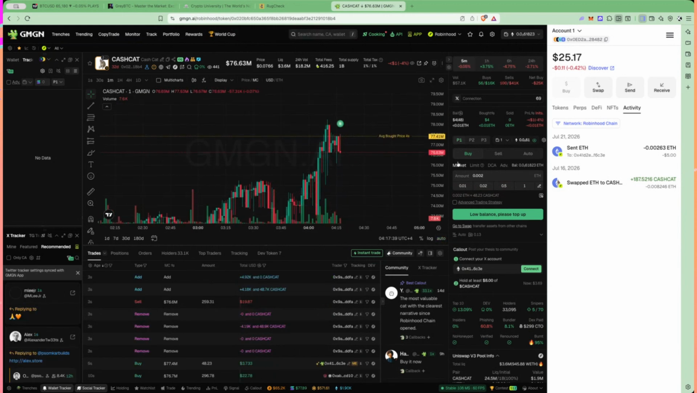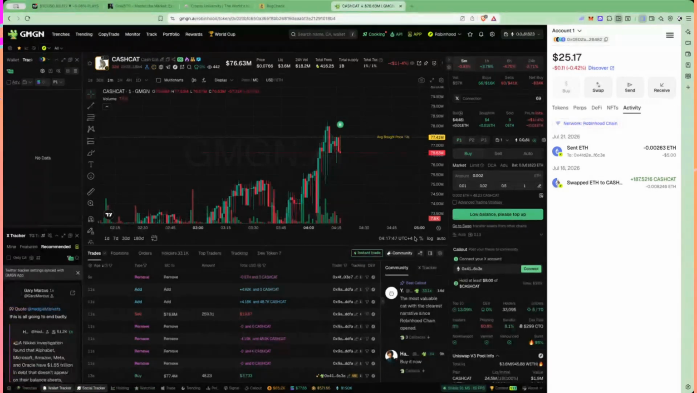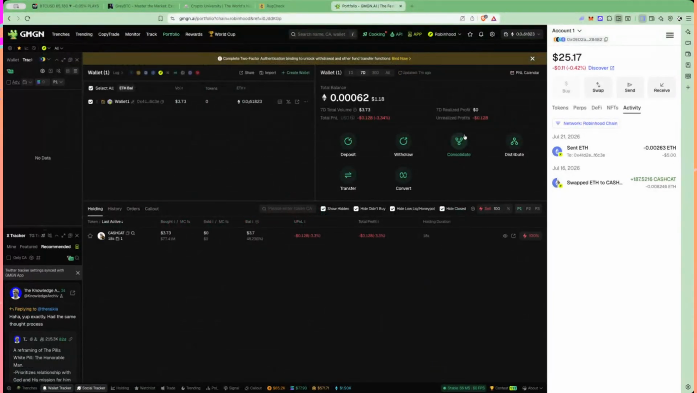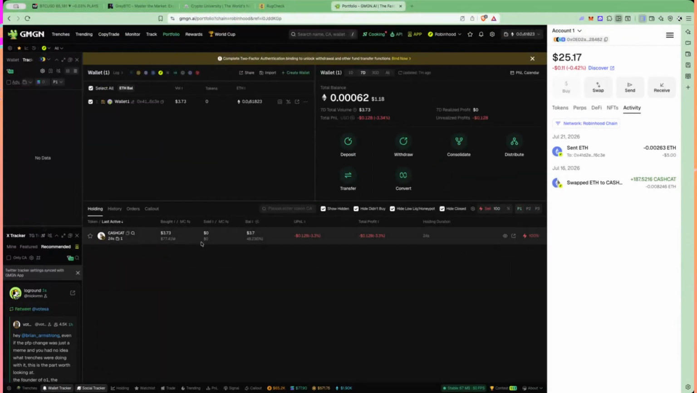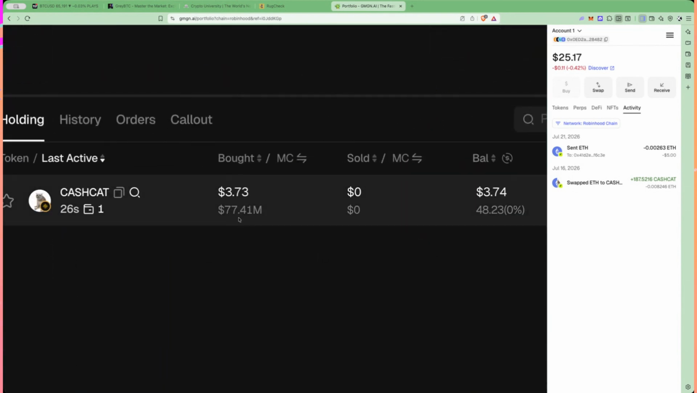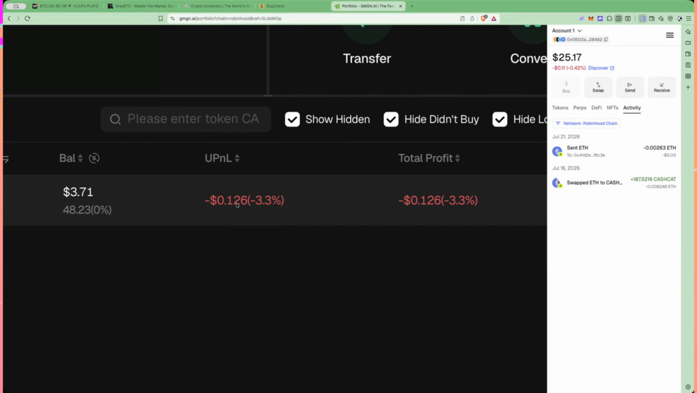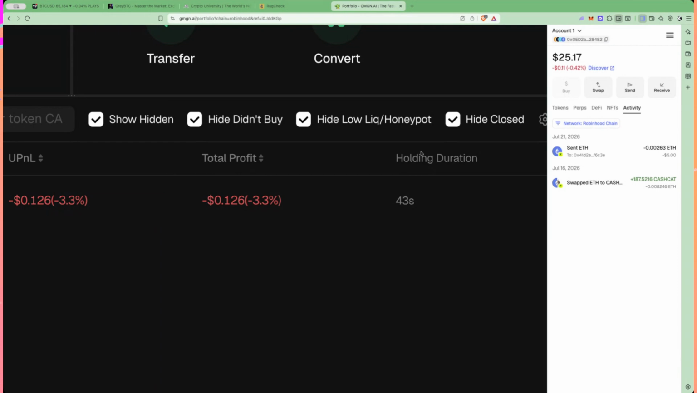Okay, so here I bought 0.002 worth of Ethereum for Cash Cat token. Now, if I go back to my portfolio right here, you'll now be able to see that I have Cash Cat right here in my wallet. And it shows me at what market cap I bought it. I bought it when it was at $77 million market cap. I haven't sold any, and I have a balance of $3. I'm currently at a loss of 3.3% because the market is always moving up and down, and it's a meme coin, so it's very volatile. And my holding duration here.